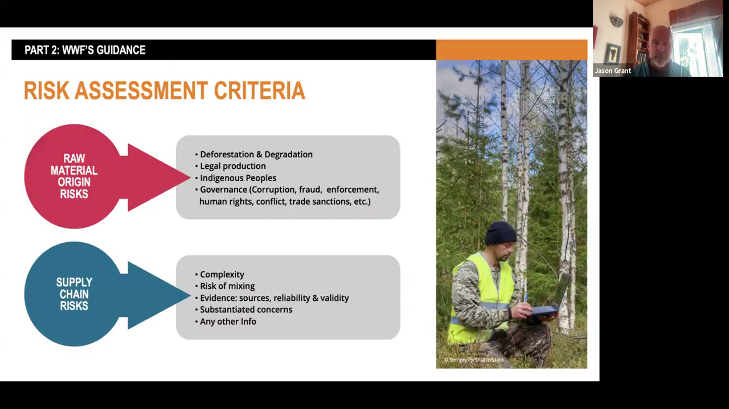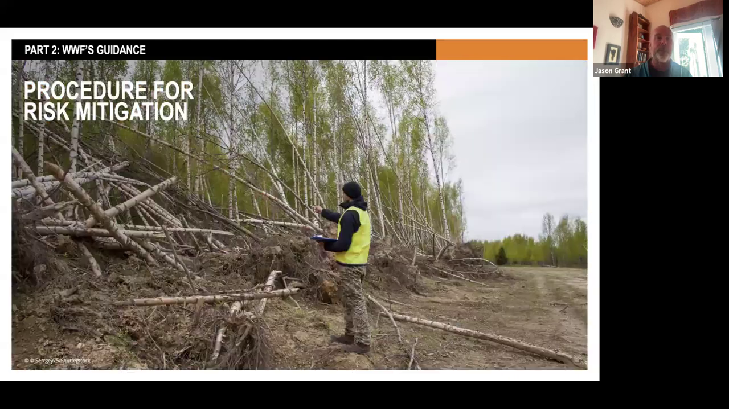Here are some of the criteria that are in the regulation. There you can see the piece around indigenous peoples, but also governance. And then there's supply chain risk. You're supposed to say, I've got a really complicated supply chain, and guess what? The wood flooring is manufactured in China, and I know there's a lot of laundering of illegal wood in China. So you have to assess both origin and supply chain risk.